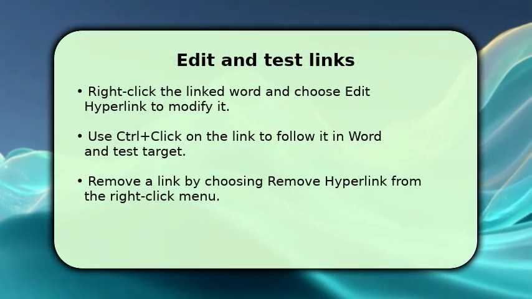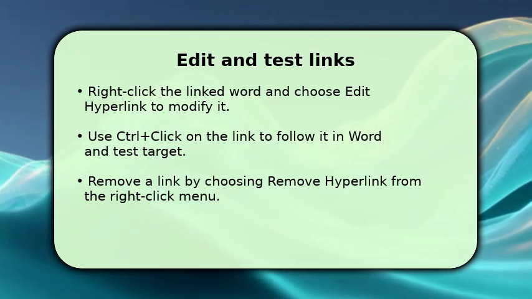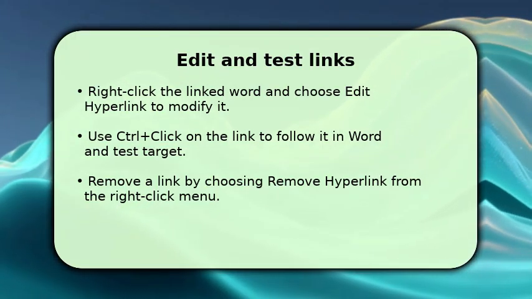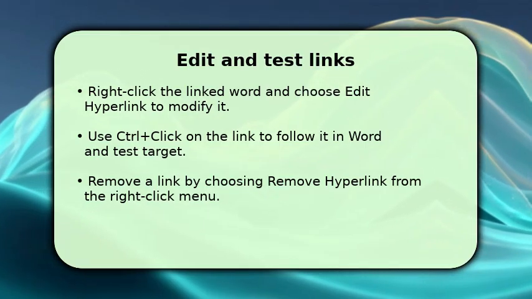After creating a link, right-click the linked word to access link options. Choose Edit Hyperlink to change the address or display text when necessary. To follow the link inside Word, hold Ctrl and click the linked word, then verify the destination opens correctly.